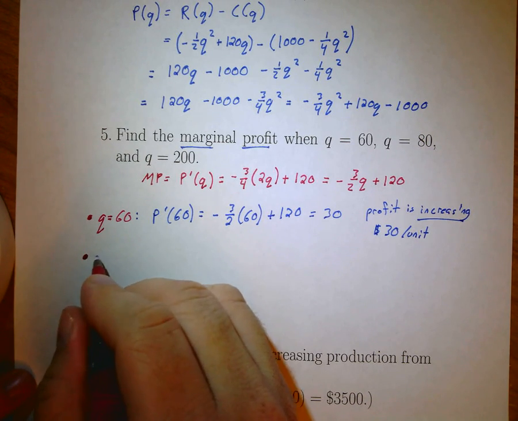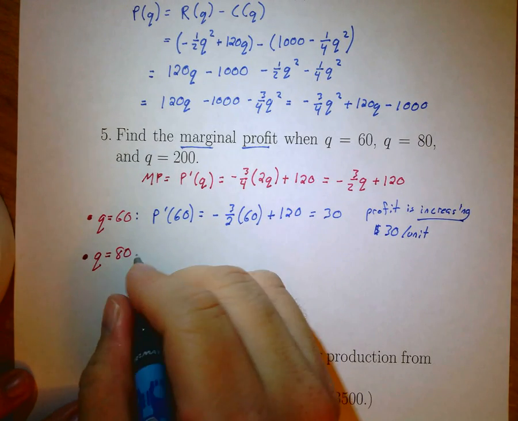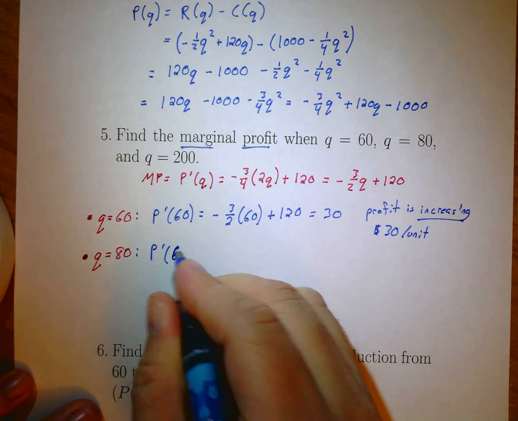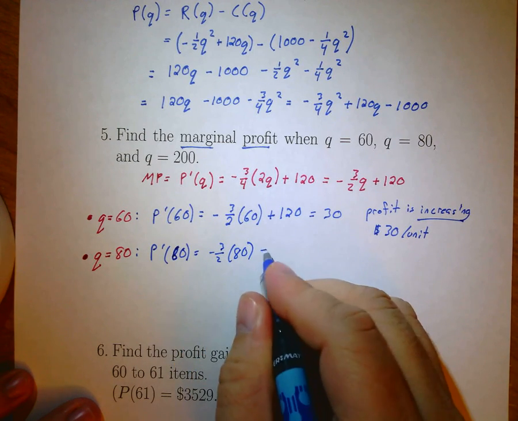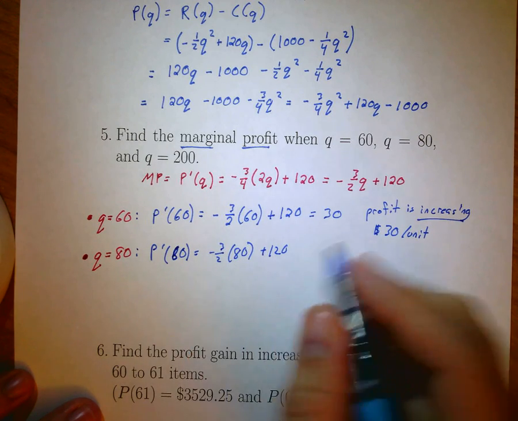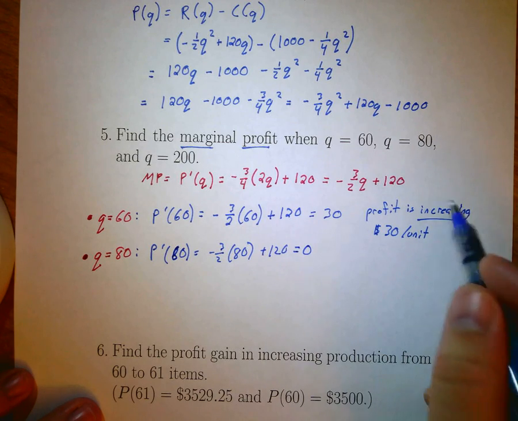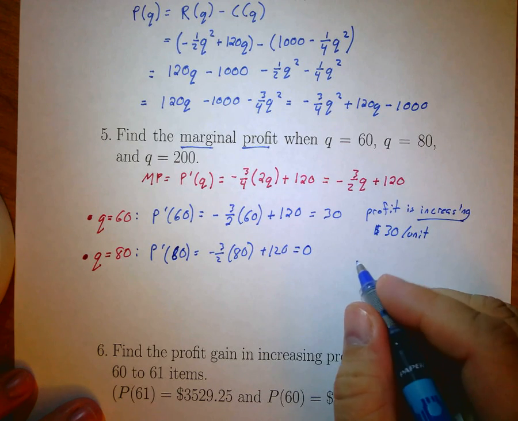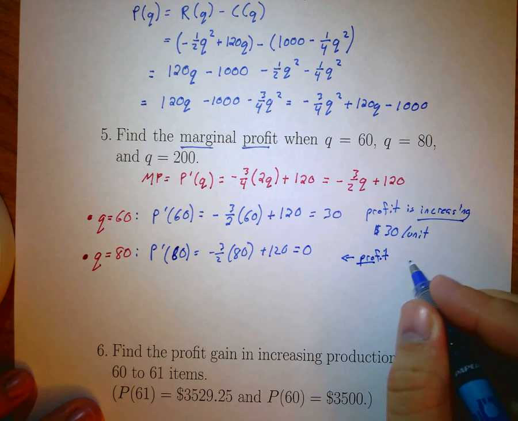Alright, let's take a look at what happens when q is equal to 80. When q is equal to 80, we're going to have the marginal profit at 80: negative 3/2 times 80 plus 120. 80 divided by 2 is 40, times 3 is negative 120, plus 120 is 0. So this is sort of a turning point that we can see. And this is actually also where profit, I'll just jump right to the conclusion, is maximized.